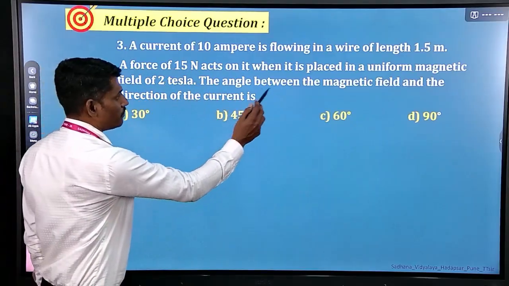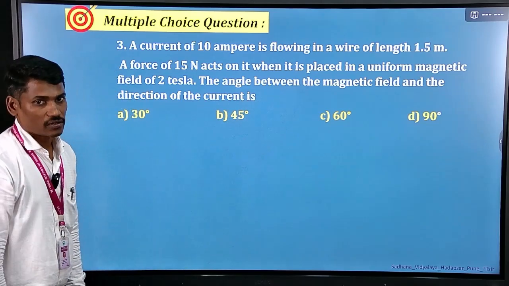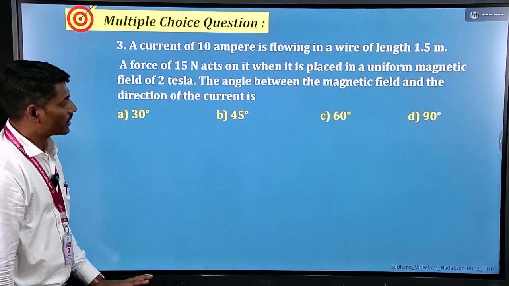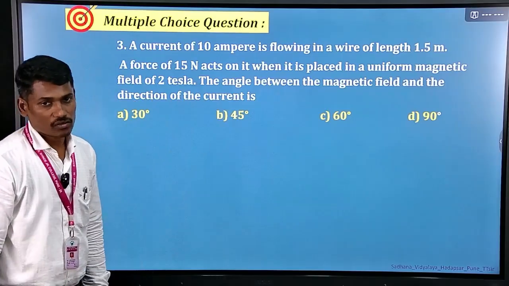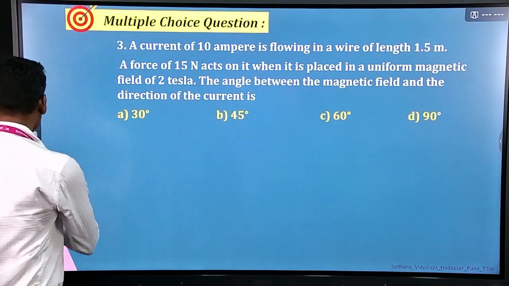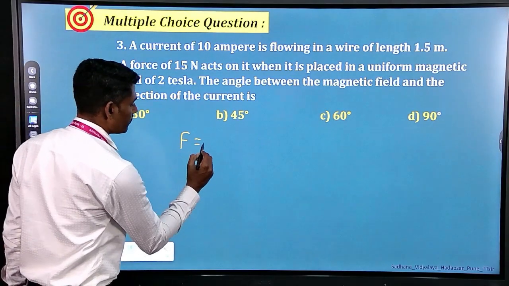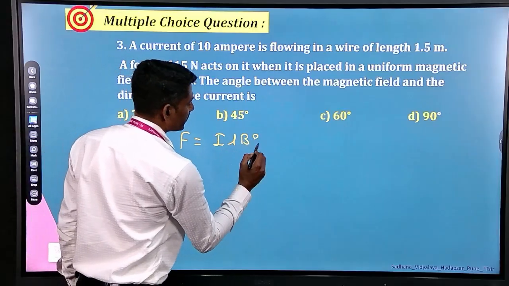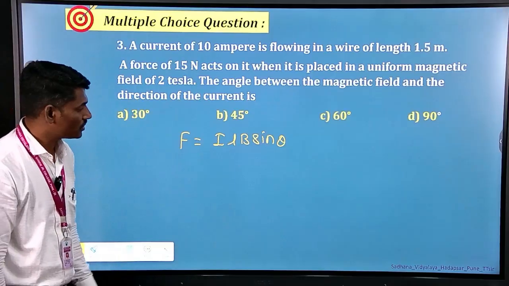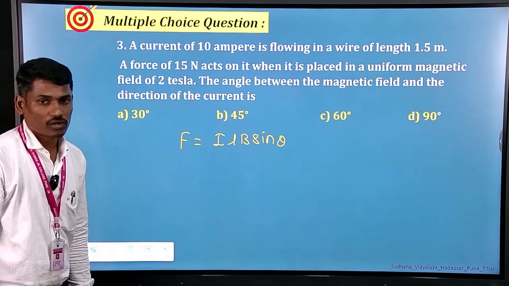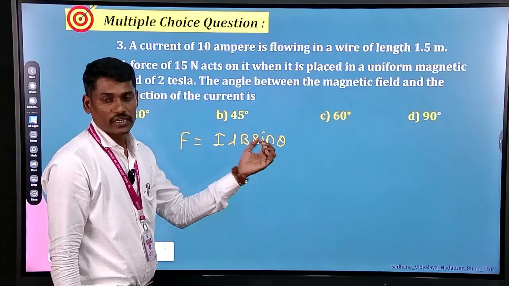Now the angle between the magnetic field and the direction of the current is how much? Here we find out the angle between the direction of the magnetic field and the direction of the current. Now we know that the force experienced by the conductor in a magnetic field is F is equal to ILB sin theta, right? This is the force experienced by the conductor in a magnetic field B. Now how much is the theta here? We have to find out the sin theta and then we get the theta.